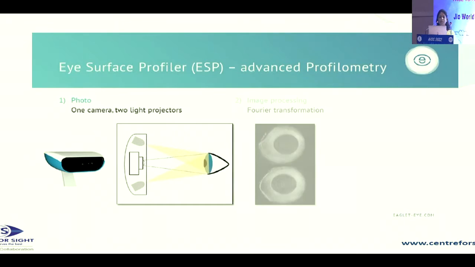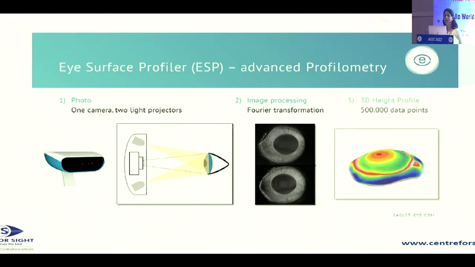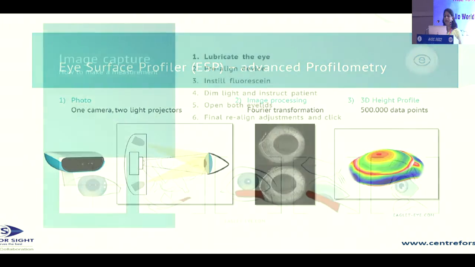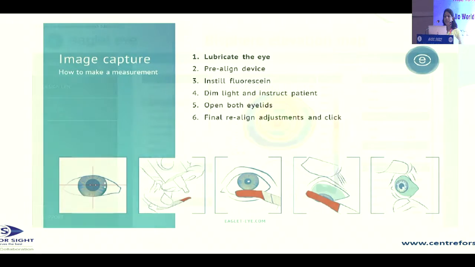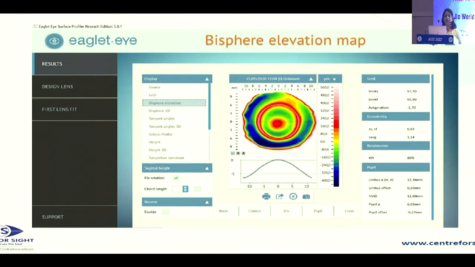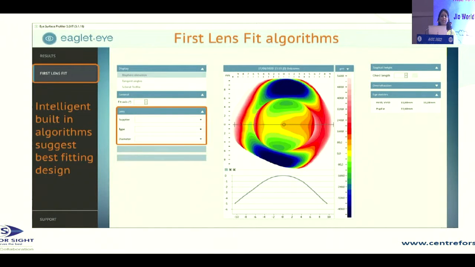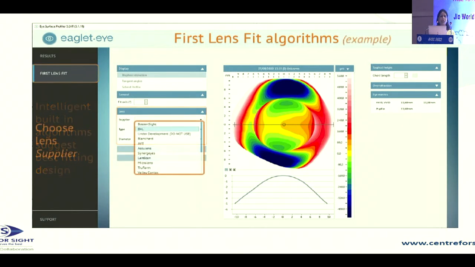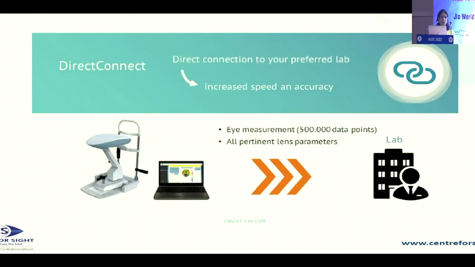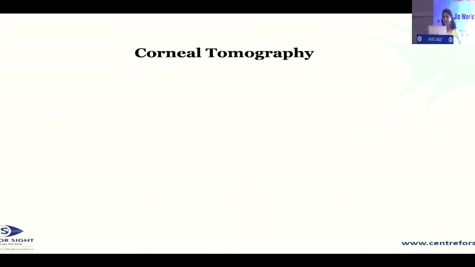So this is the image acquisition by Fourier transformation. It just reads 500,000 data points. We just put a fluorescent, and this scleral profilometry comes. And on the basis of that, it gives you the first lens algorithm and the suggestion of which lab will make this algorithm for you. And through the direct connect, though we don't have it in India, this software can send this data to the company, and the lens can be made from the lab.